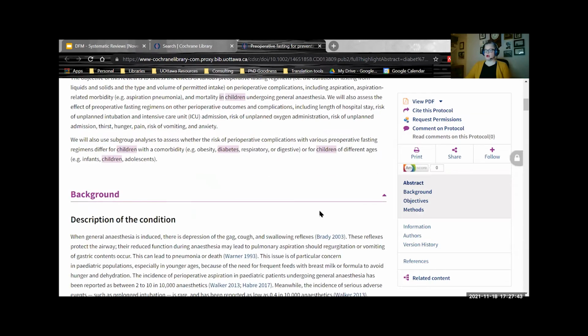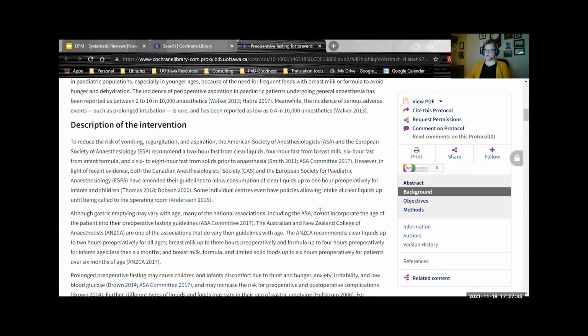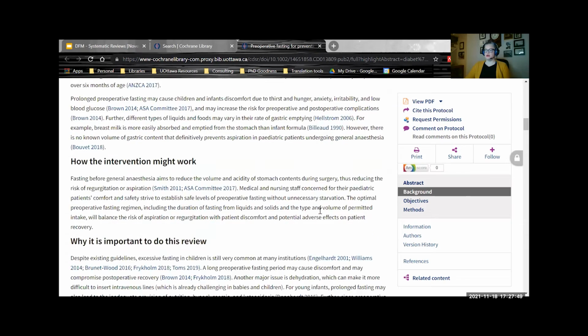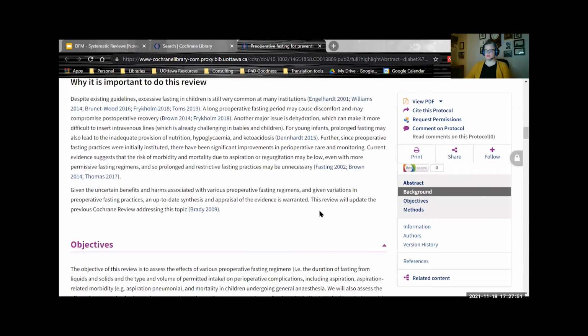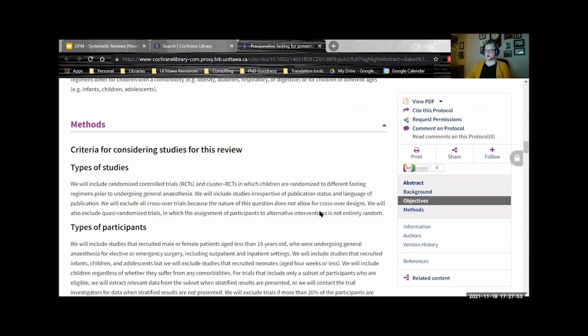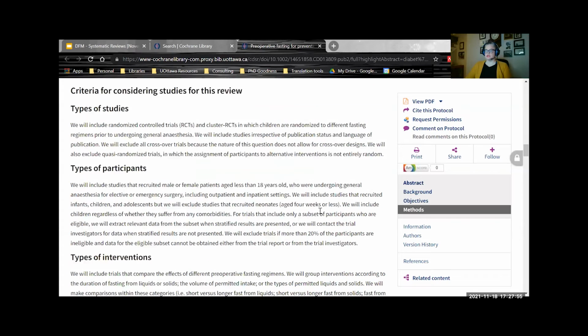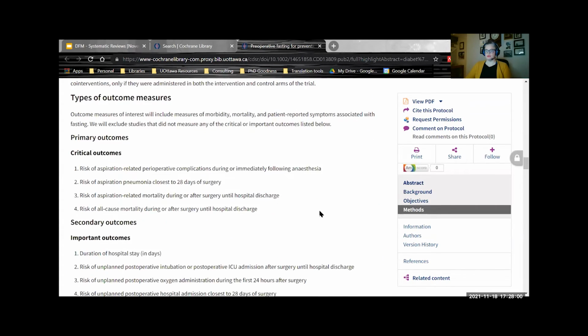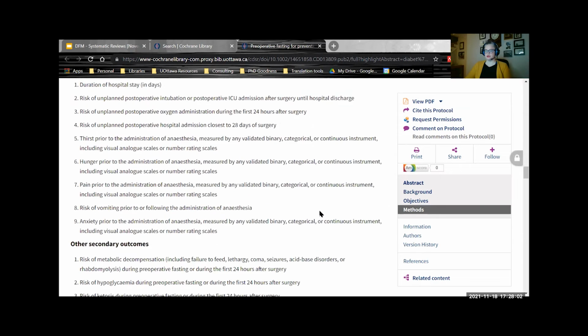Okay, they give a background of why they want to do the project that they're doing, how it might work, why it is important, and then they outline the type of studies that they're going to do and the type of participants, the type of interventions, and other outcome measures, the different outcomes that they're trying to measure.